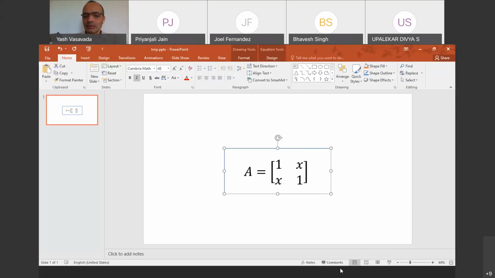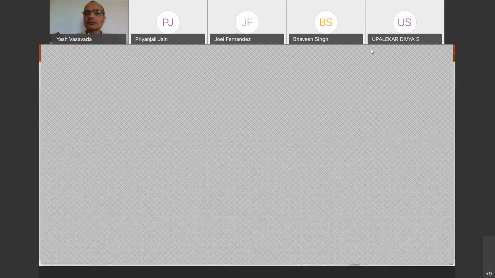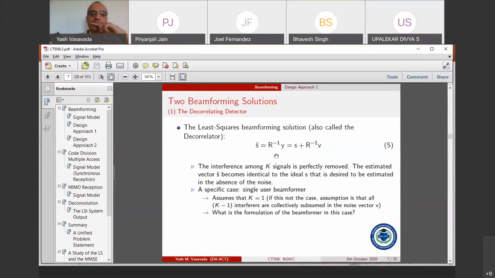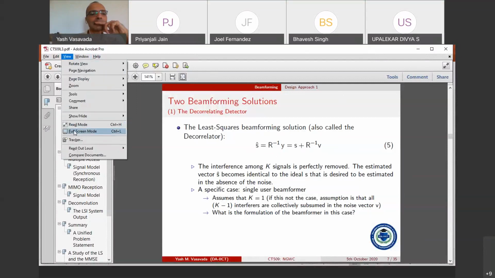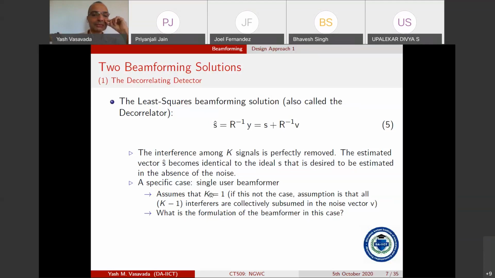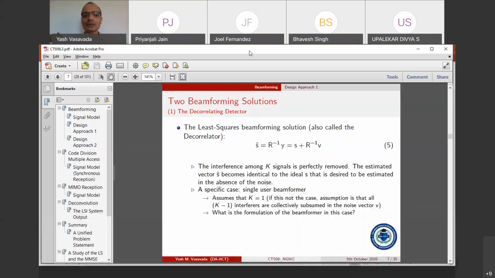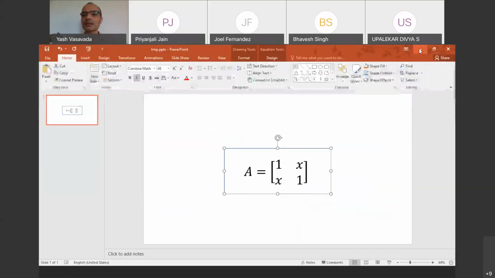Now, let me go back to this. Let us say that capital K is 2. Here we considered K is equal to 1. By the way, is this screen visible now? Yes, sir. Okay, so let's say capital K is 2. Then what will be R? What will be the form of R when capital K is 2? 2 cross 2.